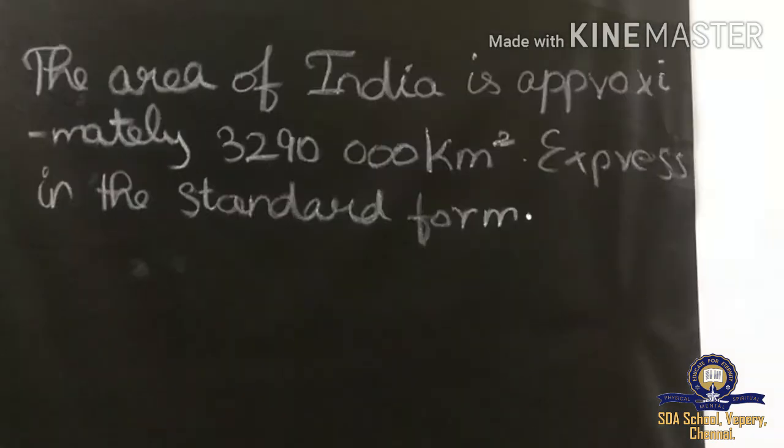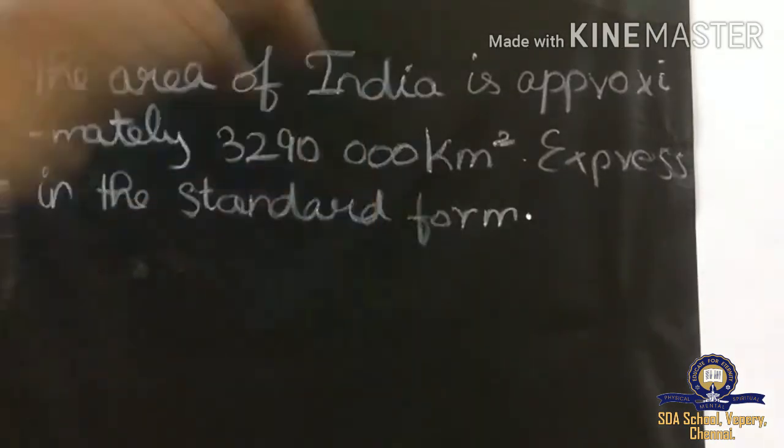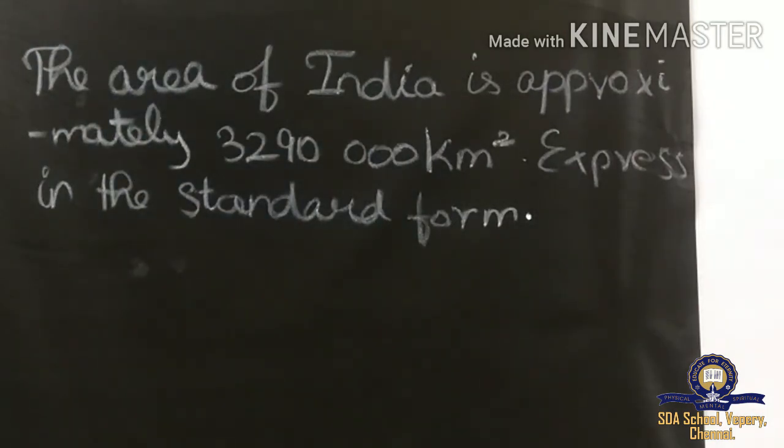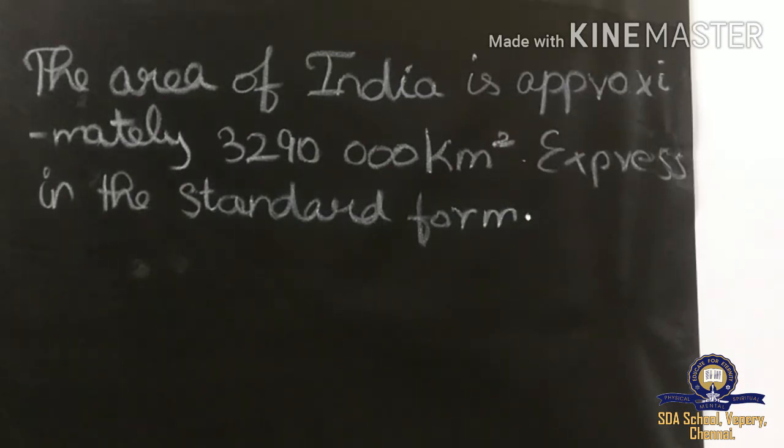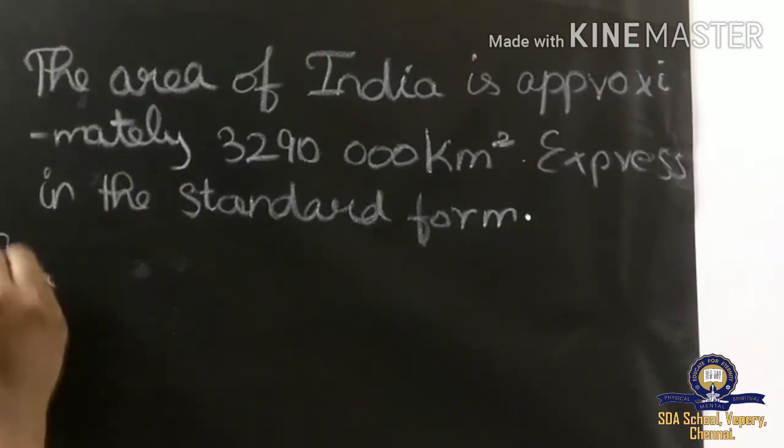Let's see another example. The area of India is approximately 3290000 kilometer square. You will not easily understand these numbers, right? So here we are going to express these numbers in the standard form. The area of India is approximately. Solution.